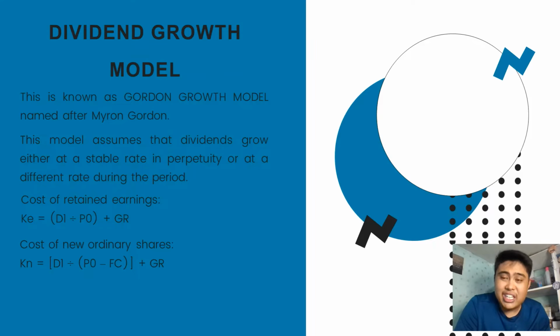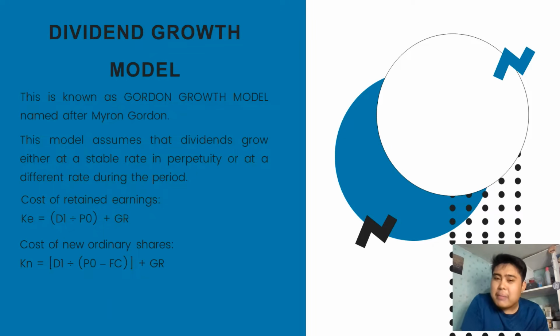Ang retained earnings, hindi. Kaya hindi ka nagma-minus ng flotation cost sa cost of retained earnings. Next, sir, anong ibig sabihin nung D1? D1 stands for your future or expected dividends. Pag sinabing future or expected dividends, yung dividend in the future o yung dividend na i-declare mo pa lang.